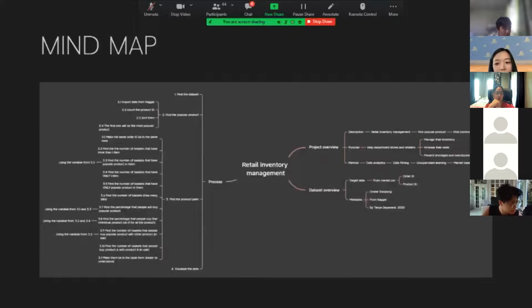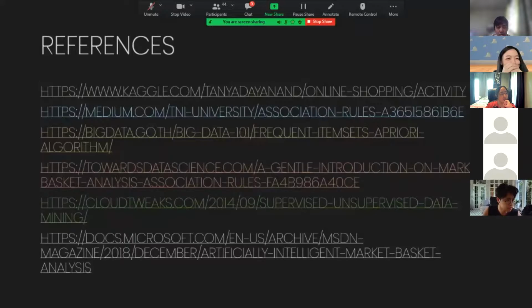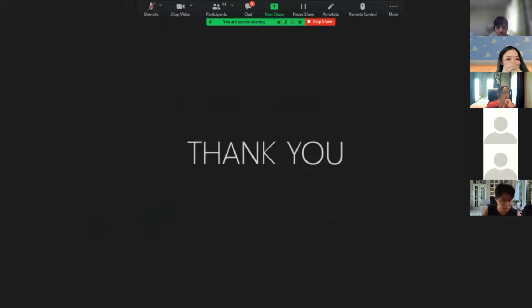The mind map contains 3 main topics. The first one is project overview, which contains description, purpose, and method that I use in this project. The second one is dataset overview, which contains my target data and metadata of this project. The last one is process, which tells all the coding steps of the project. And these are the references that I use. That's it for my presentation. Thank you.